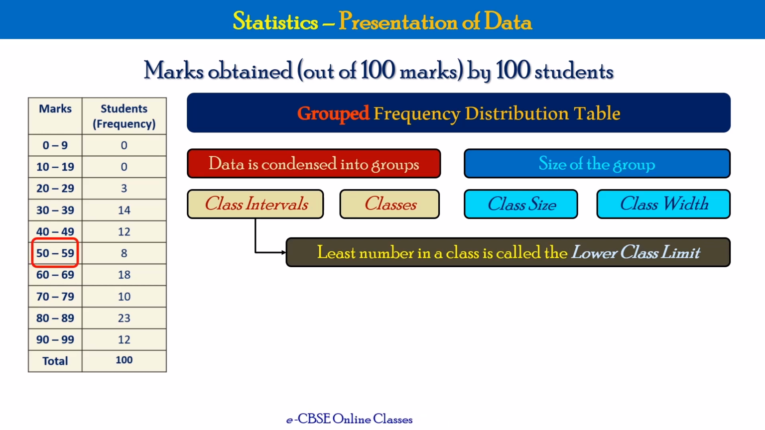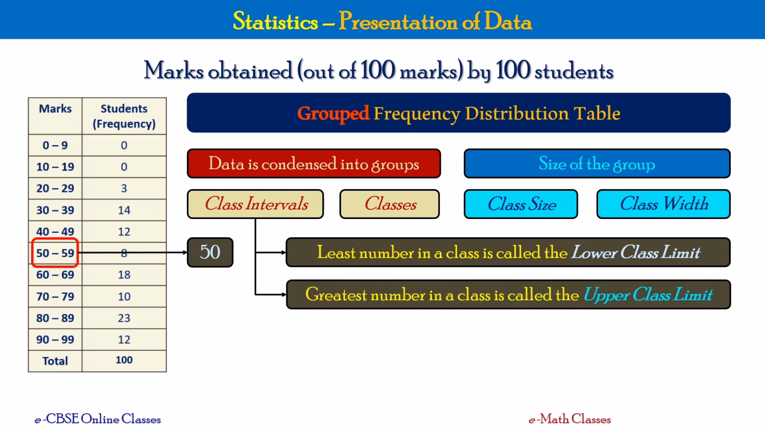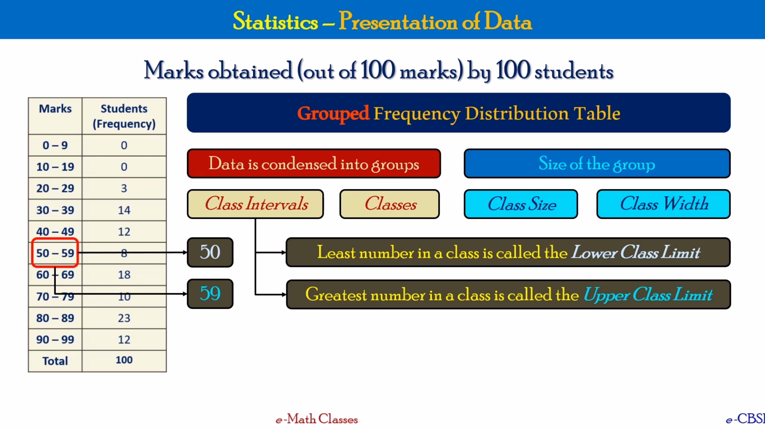For an example, the class of 50 to 59, the lower class limit is 50. Similarly, the greatest number in a class is called the upper class limit, and for the class of 50 to 59, the upper class limit is 59. So what is the advantage of these frequency distribution tables? It is giving you some important features of the data at a quick glance, correct?